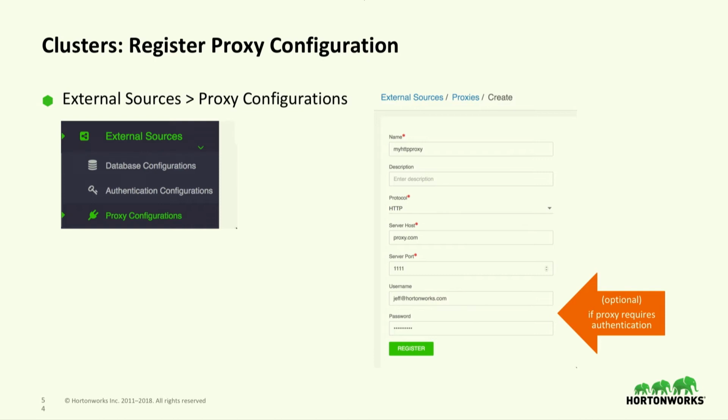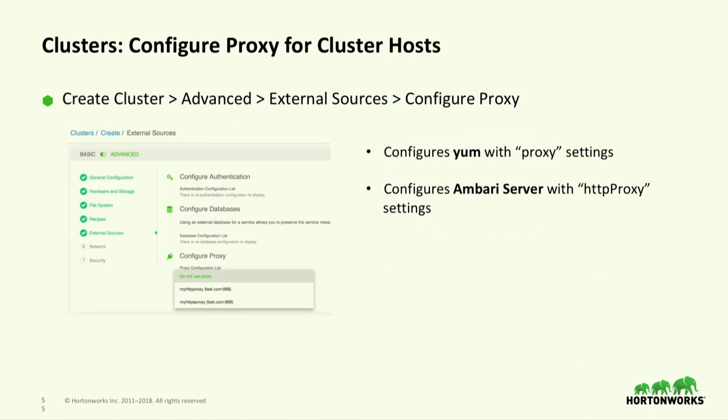And what about the cluster? For the cluster, you can create a proxy configuration as an external resource. You have to create this proxy setting just once, and you can reuse it for every cluster that you create afterwards. This works quite like the database configuration and the LDAP AD configuration that I was talking about before. What it does is configure the package manager and Ambari server to use that proxy.